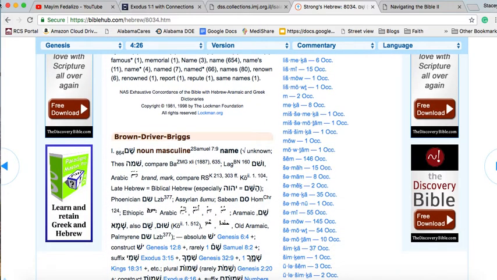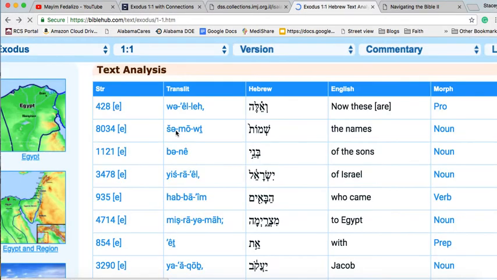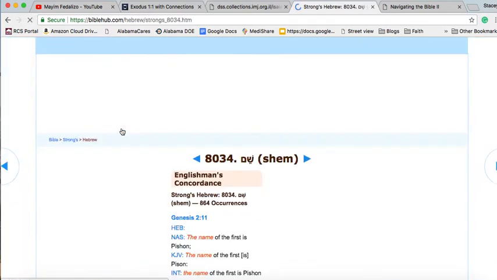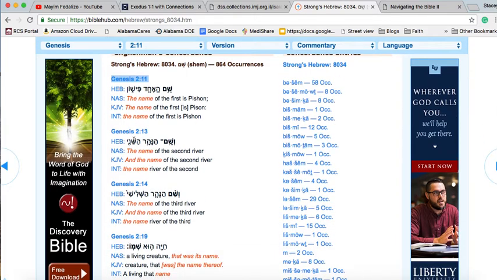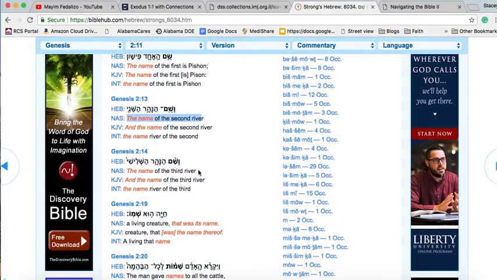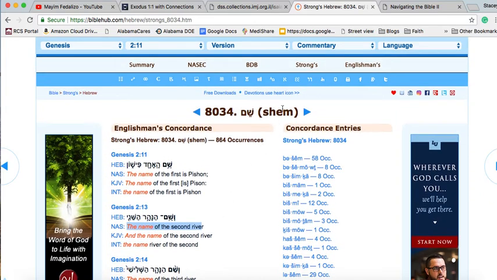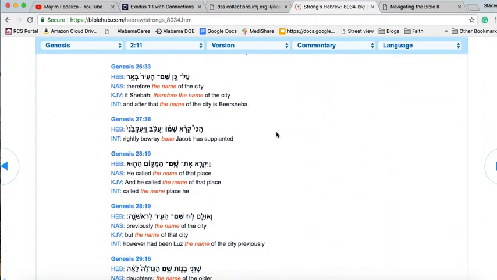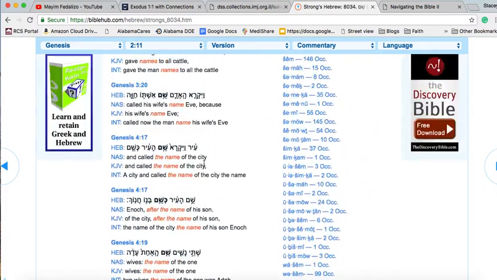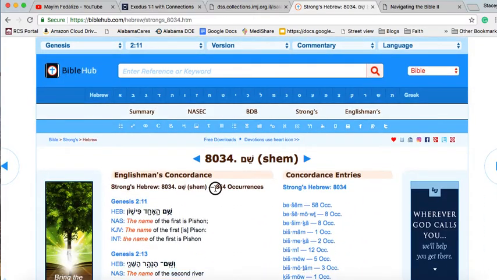I want to take you back over here and show you. Let's see how many times it's used and how it's translated. So the first time it's ever used is in Genesis 2:11. The name of the first is Pishon. Okay, Genesis 2:13. The name of the second river. The name of the third river. A living creature. That was its name. So it shows you all the different uses of the word Shem in the Hebrew, okay? And it goes all the way through the entire Hebrew Bible. It tells you it's used 864 times in the Hebrew Bible, in the Tanakh, okay?